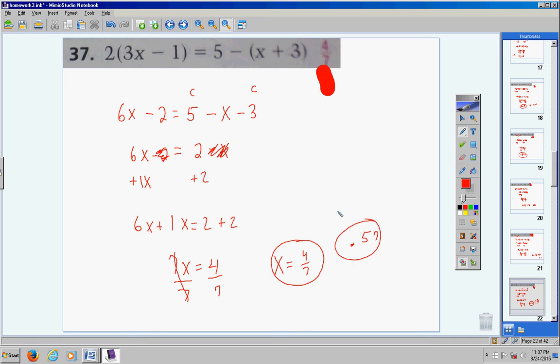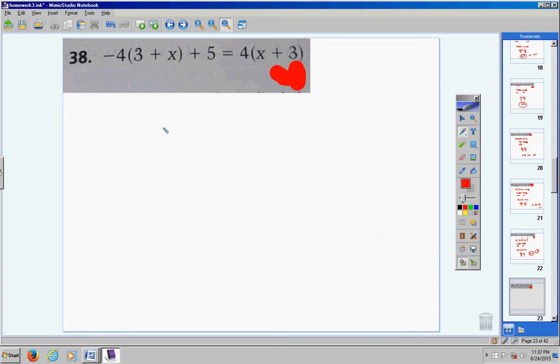Alright, moving on to number 38. Let's simplify both sides. Take your negative 4 and multiply it through. Negative 4 times the positive is negative. Negative 4 times the positive is negative. And then bring down your positive 5. Take your 4 and multiply it through. 4 times x is 4x. 4 times 3 is positive 12.